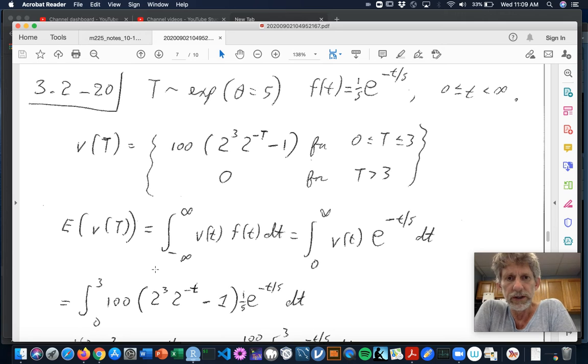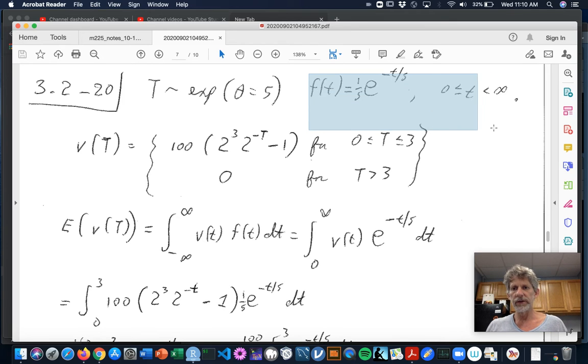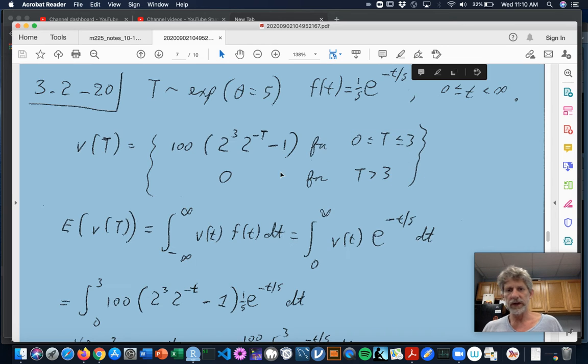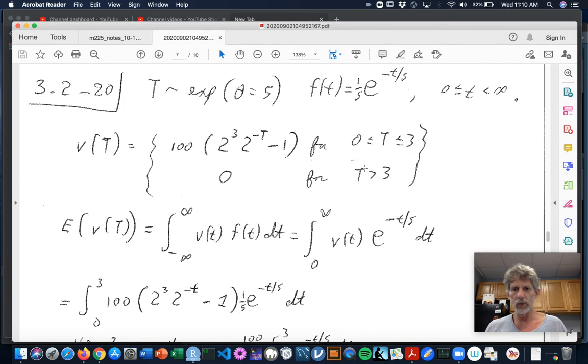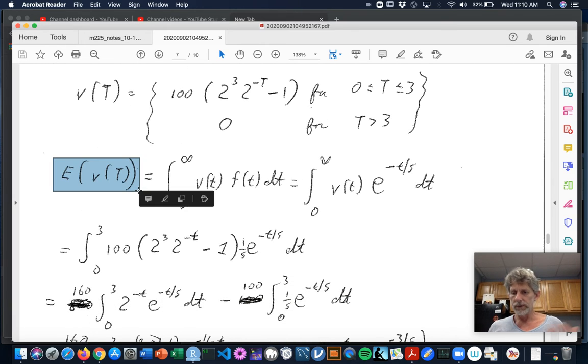Number 20 in section 3.2. So this is the one where you have a warranty. And there's a formula for determining how much it's going to pay depending on when the device breaks down. And the time the device lasts is exponential with a mean of 5. So there's its PDF. And the formula for the value of the warranty as a function of capital T is this if the thing lasts less than 3 time units, and you don't get paid anything if it's more than 3 time units. And we want to find the expected value of what you're paid. Like, what's the warranty really worth?